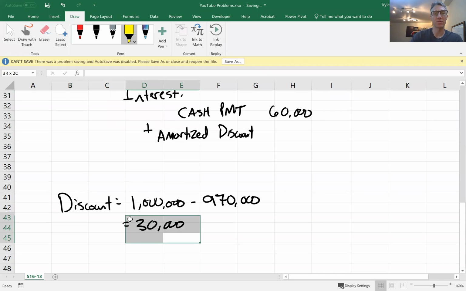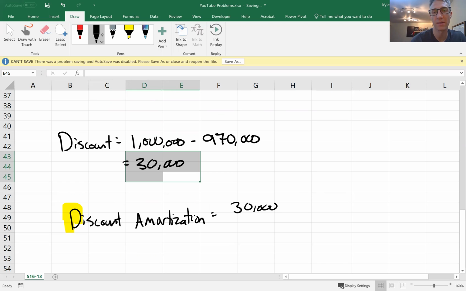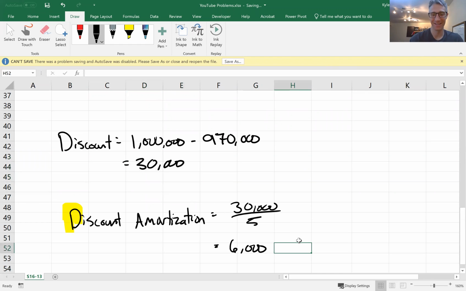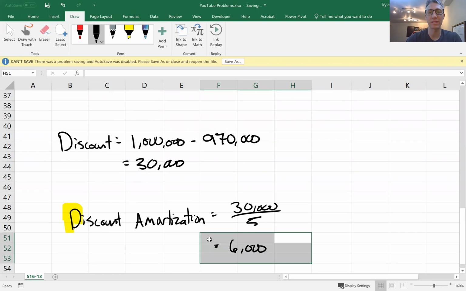They have a $30,000 discount that's going to be amortized equally over the 5 years. So discount amortization is going to be the $30,000, the total amount of the discount, over the total term. This is going to be the amount that gets amortized annually. Now, I believe this is $6,000, and I should double check that. Yeah, okay.